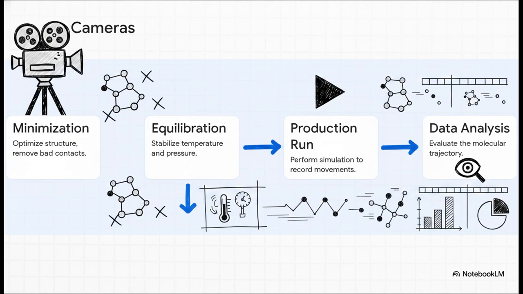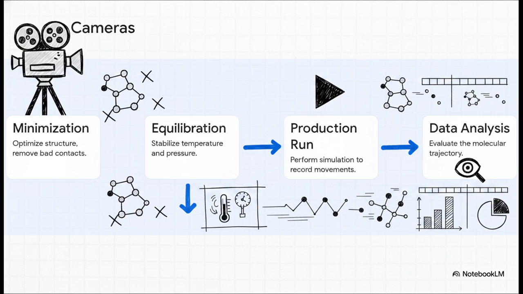Time to roll the cameras. Step 4 is energy minimization. This basically optimizes the structure by removing any weird, overlapping atomic contacts, like actors getting comfortable on their marks. Step 5 is equilibration, where we gradually stabilize the system's temperature and pressure.